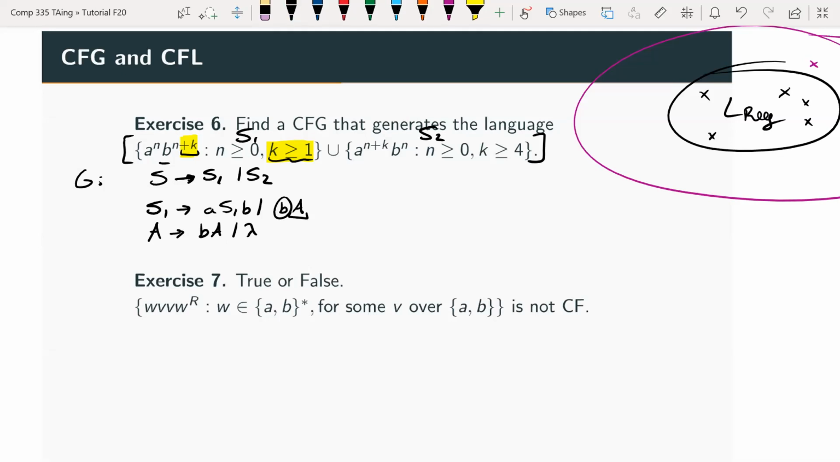And the same thing is pretty much going to happen for S2. For S2, I'm going to again use the same structure. I'm going to create my A^N B^N sort of, so I'll answer that question in a second. You can do S2 is AS2B, and then again using the same principle, just add 4 A's because you want K to be at least 4, and then go to B, and then B is going to give you any extra number of B's.